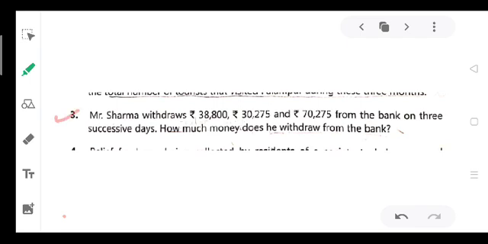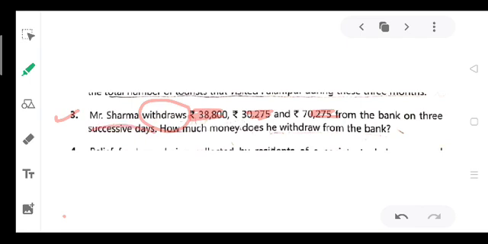Question 3. Not only question 1 and 2, do question 1, 2, 3 and 4 up to 4 sums. Question 3 also I am going to explain you now. Mr. Sharma withdraws. Withdraws means निकलवाना, take out. Mr. Sharma withdraws 38,800 rupees, 30,275 rupees, 70,275 rupees from the bank on 3 successive days.